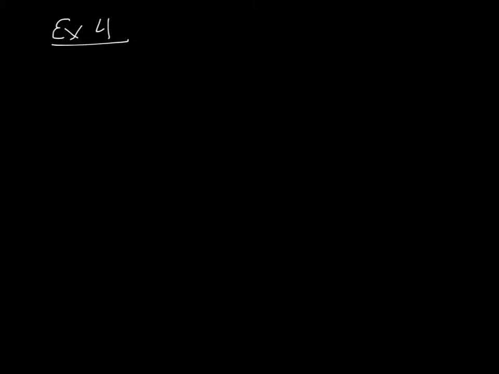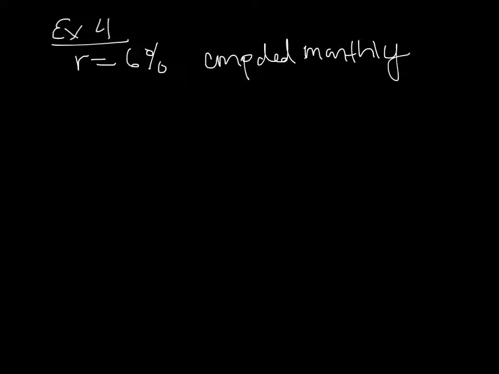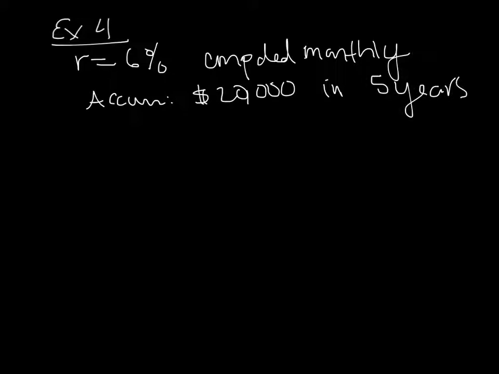Okay, this is example 4, and it's pretty straightforward. You're calculating the present value, which is P. So it's asking how much money should be deposited today in an account that earns 6%, compounded, say, monthly, so that it will accumulate to $20,000 in 5 years.